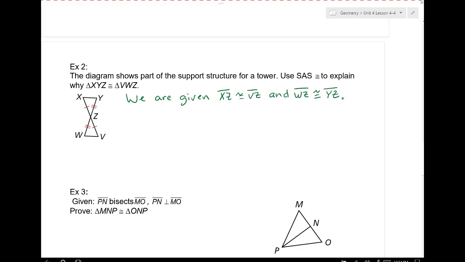So that's what we're given first. So we have two pairs of congruent corresponding sides, correct? Now, I need, and honestly, you'd say, I either have to have another pair of corresponding sides or I have to have a pair of corresponding angles. What's going to show up? Where are they?